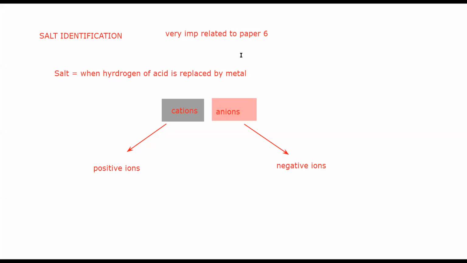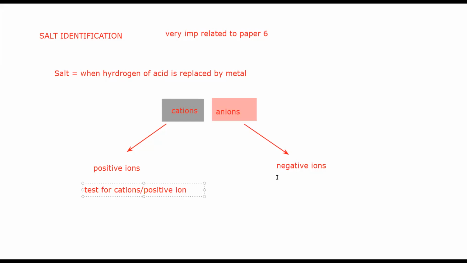There is a separate test for the positive ion, cations, and there is a test for the negative ion. These tests you have to learn or memorize. Last time I shared that file with you. I will show it again, and then basically it's your memorization. You have to memorize these tests.